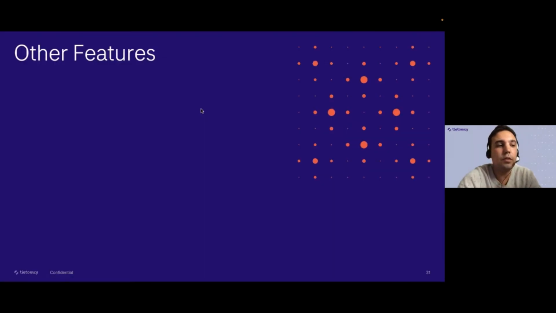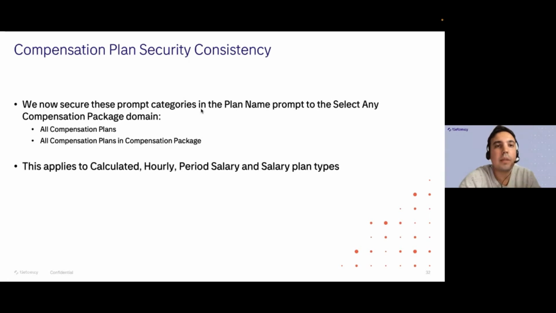So other features: there have been some minor changes in Workday in basic compensation that I've listed in the following. Compensation plan security consistency. There are new prompts you will notice in Request Compensation Change, which are linked to the Select Any Compensation Package domain. This domain gives you access in a Request Compensation Change to select any compensation plans, even if an employee is not eligible for a specific allowance. If you have the right security, you can assign any specific allowance you want for this employee.